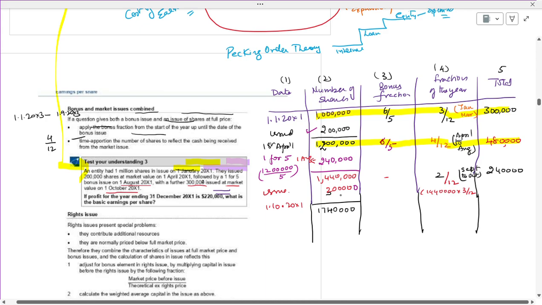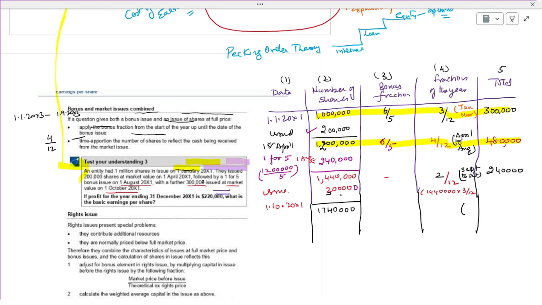This 1740, what will be the fraction? This will be from when? This will be from 1st October. Is it right? They have issued on 1st October. 1 minute.